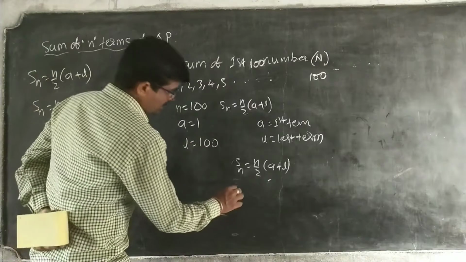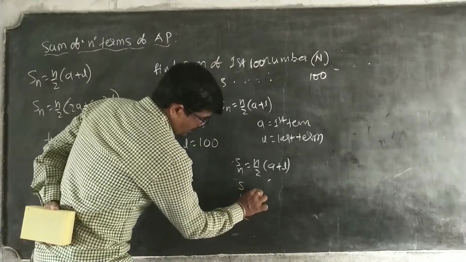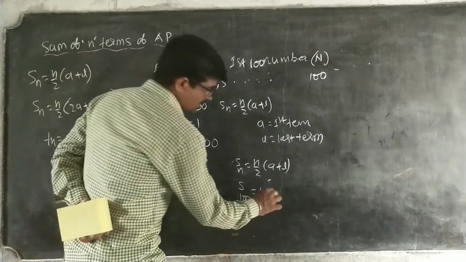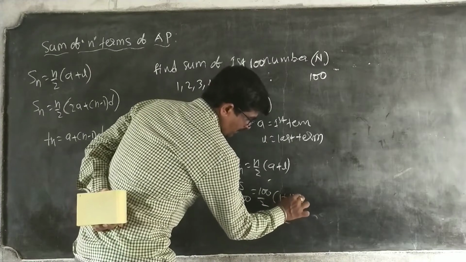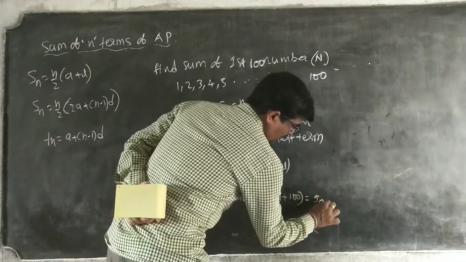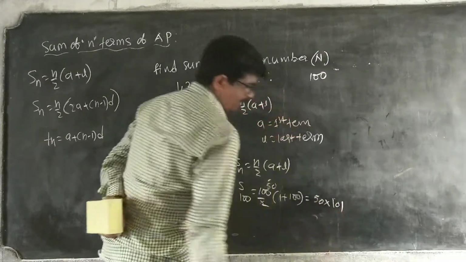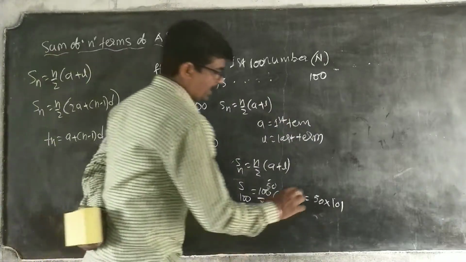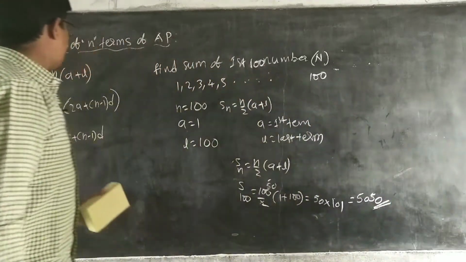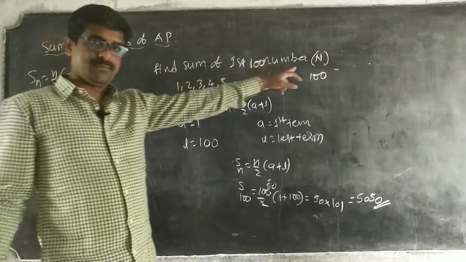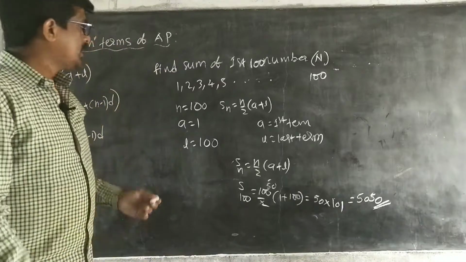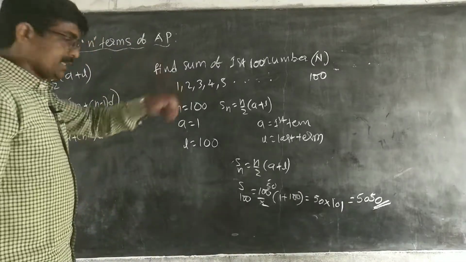First, n means the first 100 terms, so 100 by 2. Next, a means 1 plus 100, that is 101. So 100 by 2 is 50, into 101. 50 into 101 gives 5050. The sum of the first 100 natural numbers is 5050. Okay.